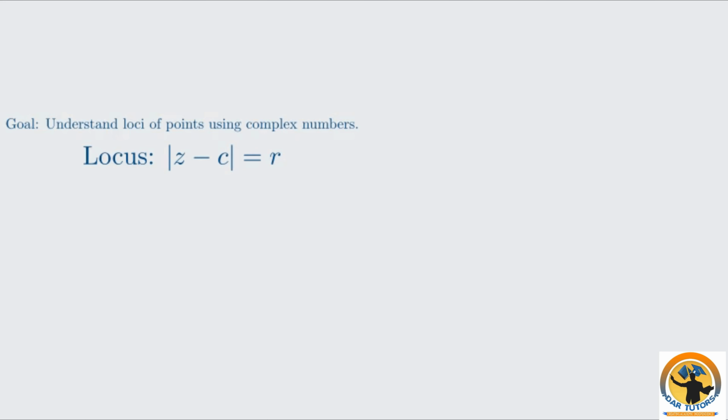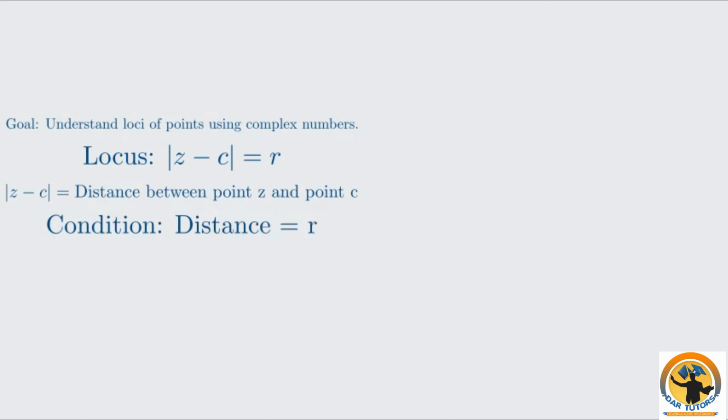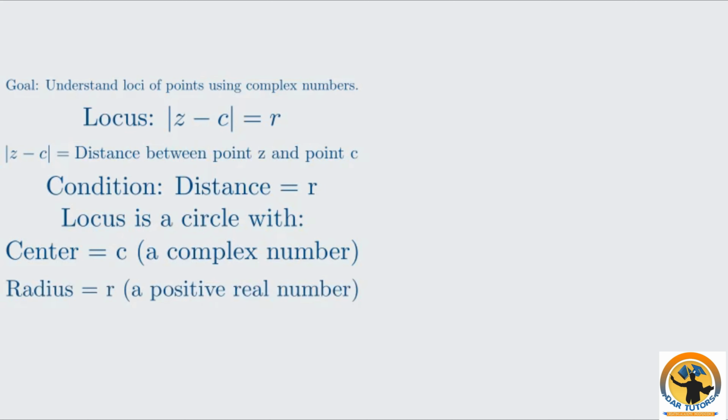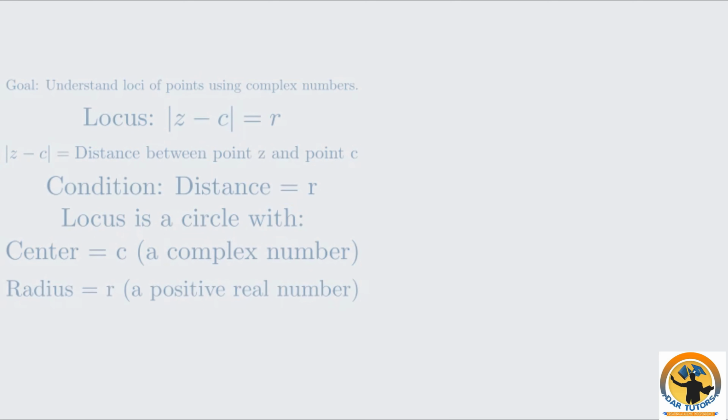Let z be the complex number a plus bi, corresponding to point P (a, b), and let c be the complex number d plus ei, corresponding to point Q (d, e). Then the modulus of z minus c is the distance between the point P and the point Q. So the equation modulus of z minus c equals r states that the distance from point P to point Q is always r. This is precisely the definition of a circle. The point c is the center, and the constant r is the radius. So, the locus of all complex numbers z that satisfy this equation is a circle with center c and radius r.